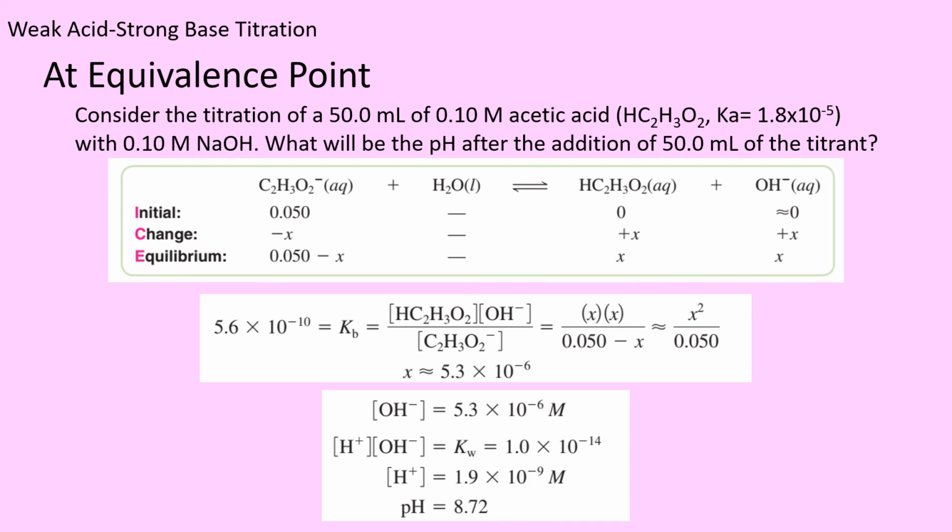So remember that whenever the titration is between a weak acid and a strong base, the pH at the equivalence point would always be greater than 7. This is because the anion of the acid, which remains in the solution at the equivalence point, is a base.